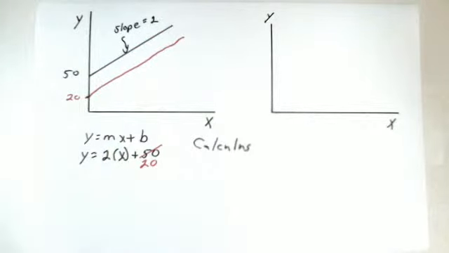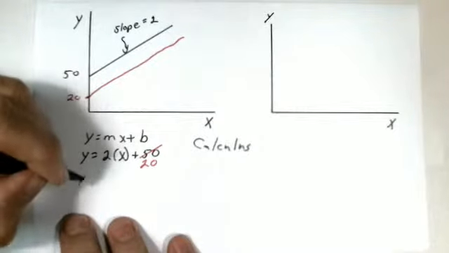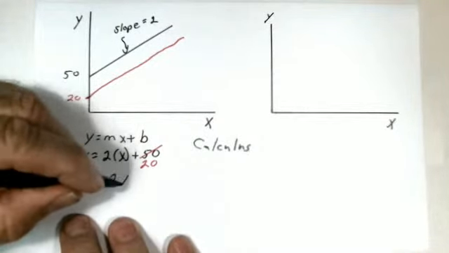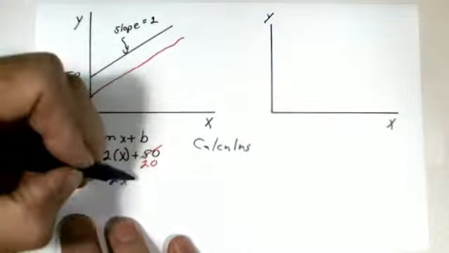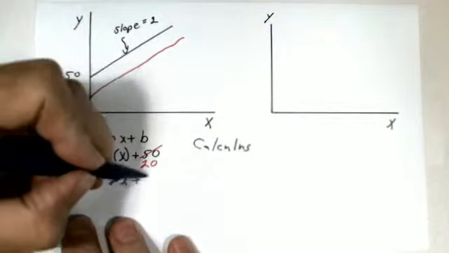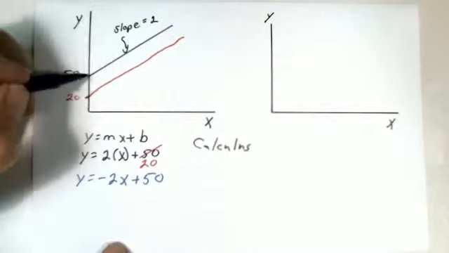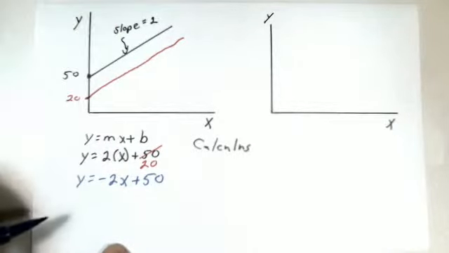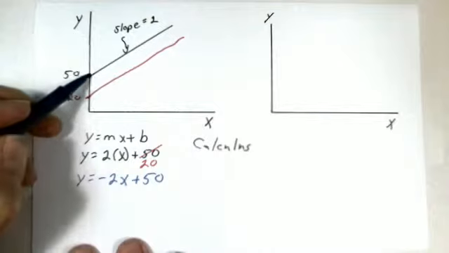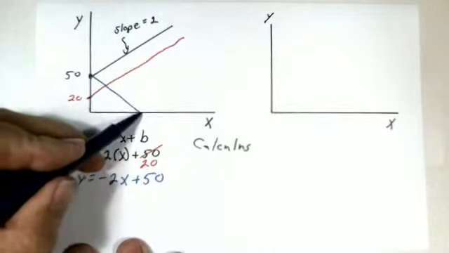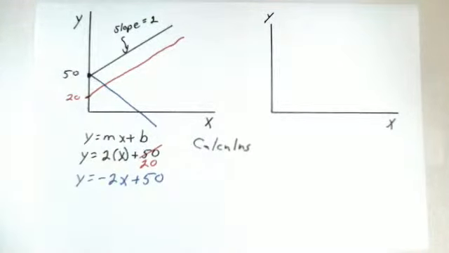Or, what if you had an equation that was something like y is equal to minus 2x plus 50? What would that look like? Well, it would hit at 50, so it would hit here, but now its slope is minus 2 instead of positive 2, and it would look something like that. Remember all those exercises that you did back in middle school?